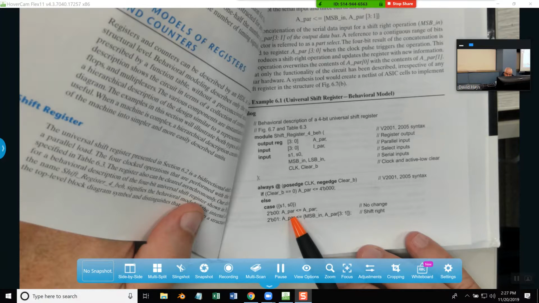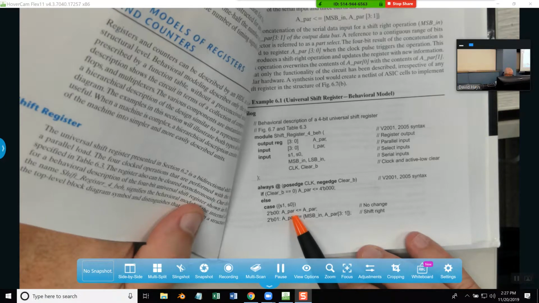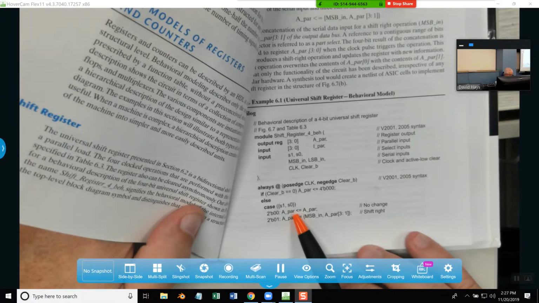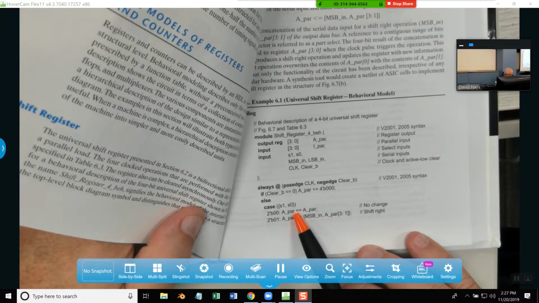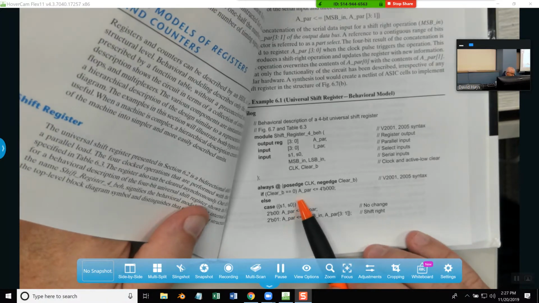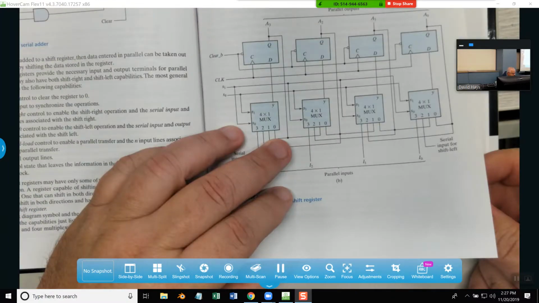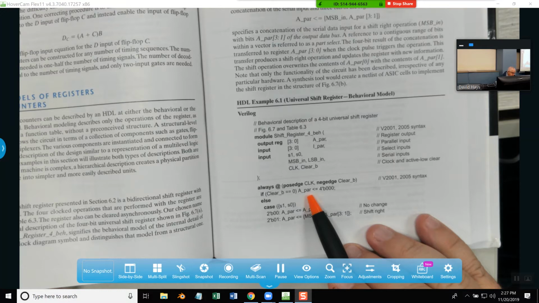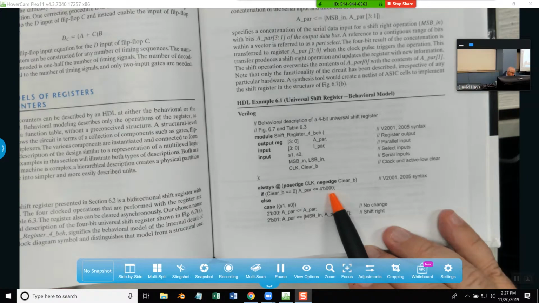It's not in the diagram, but if clear B is equal to 0, then our A parameter, we're going to be bringing in zeros. For this one down here, we got the case 0, 0, and A parameter is equal to A parameter, which is what this is indicating over here. It's all zeros, there's no change.